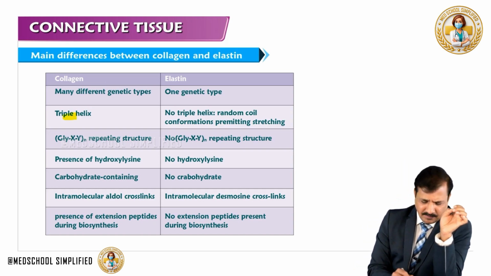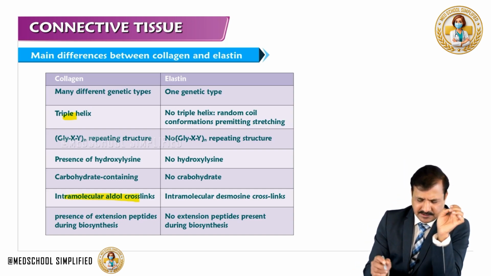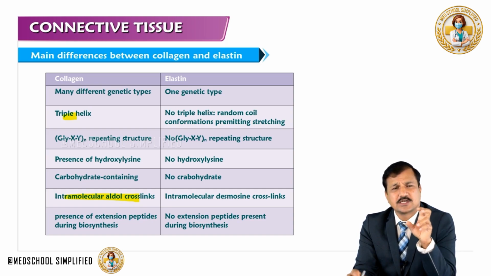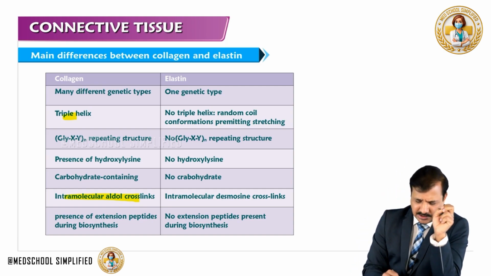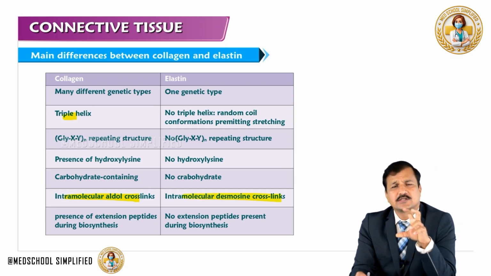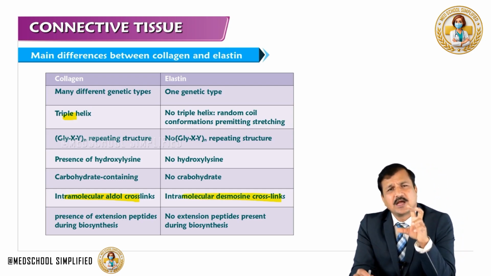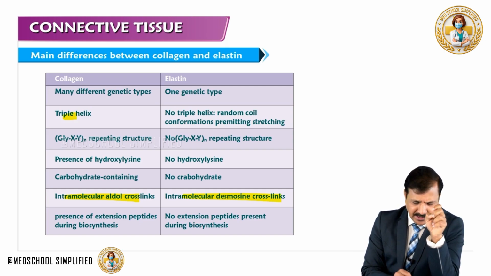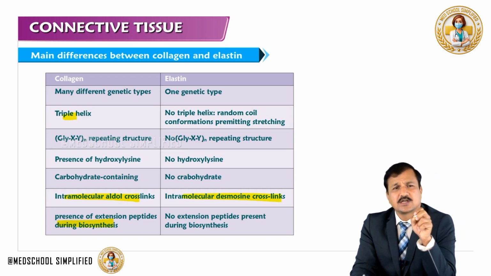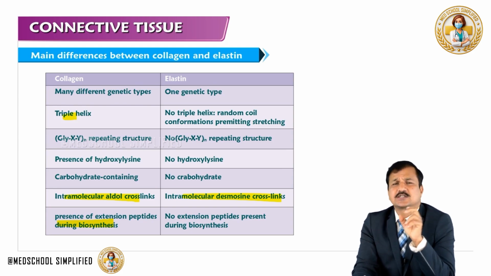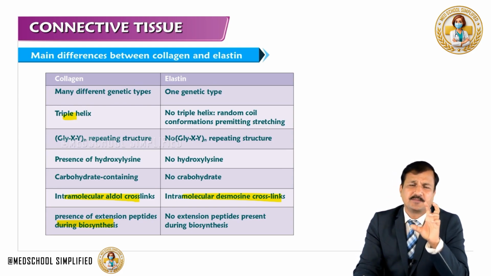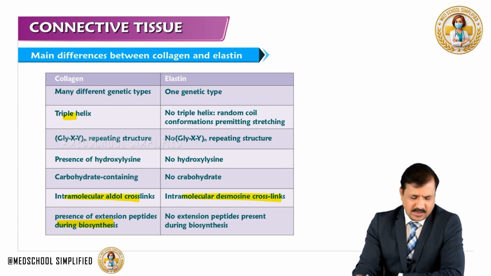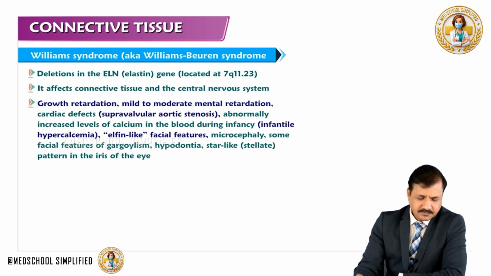Intermolecular aldol condensation leads to cross-linking in collagen, whereas desmosine crosslinks are the ones present in elastin. And extension peptides are present during biosynthesis of collagen, and such extension peptides are not found in elastin molecules. So, these are the main differences between collagen and elastin.